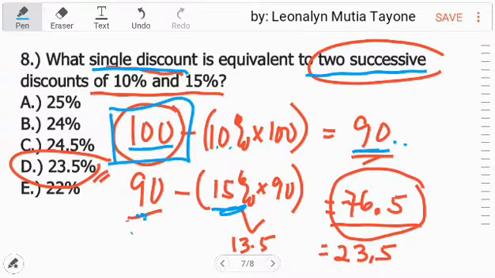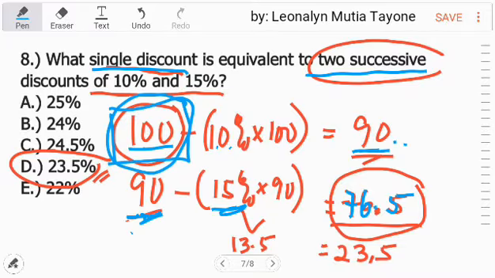Okay, so it becomes 90. 15% of 90 is 13.5. That is what you subtract from your next price, where you gave a 15% discount. So 90 minus 13.5 is 76.5.